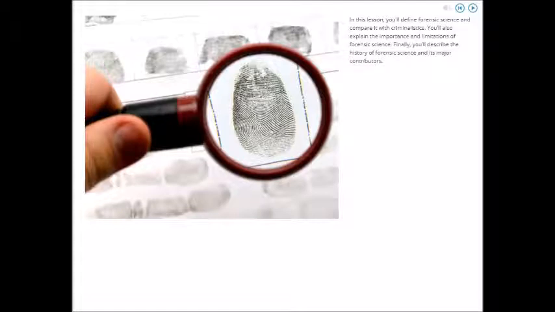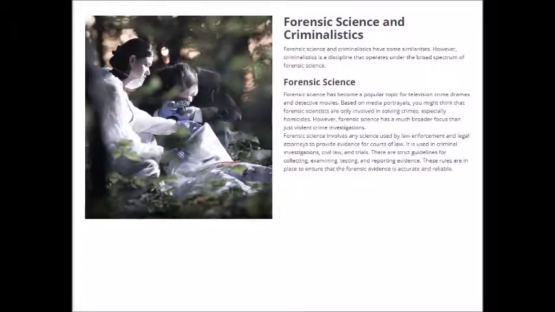Hang on. So we're going to start out talking about two different disciplines here. The first one is forensic science. We're going to compare that to criminalistics shortly. But forensic science has become a popular thing because you see it on TV all the time. In fact, a lot of you guys probably took this class because you like to watch things like CSI Miami or CSI New Orleans or CSI this or that, which are really good shows.